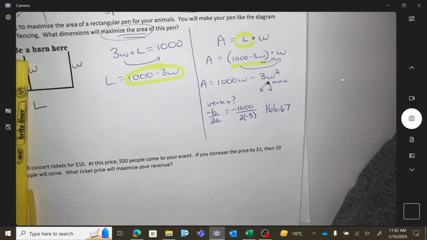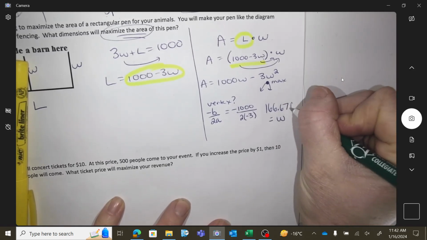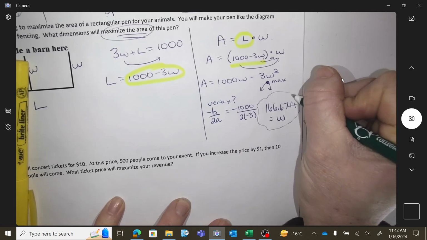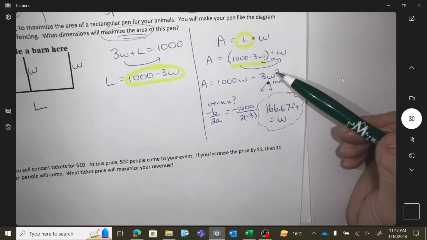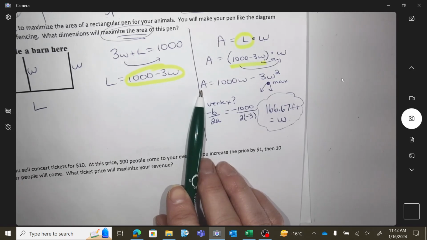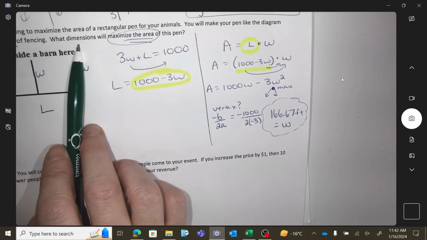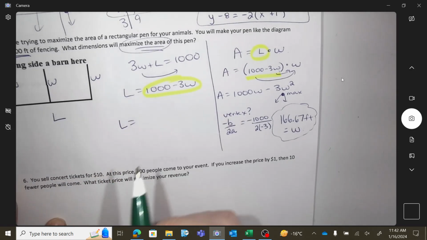Okay, that is normally the x of the vertex, but I don't have x's. So that is now which letter? The W? So that is the width that I want. Okay, if I plug it in, it will tell me the area, but I don't actually want to know area. I want to know dimensions. So that means I want to know L.